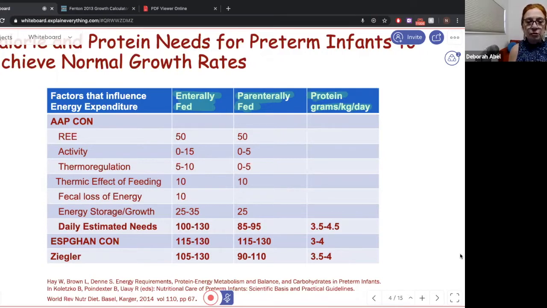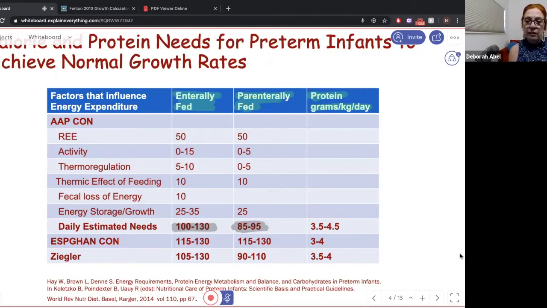So again, I just want to highlight the daily estimated needs reported by AAP are 100 to 130 calories per kilogram for the enterally fed infant. For the parenterally fed infant, 85 to 95 calories per kilogram.